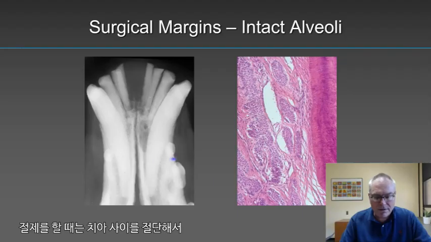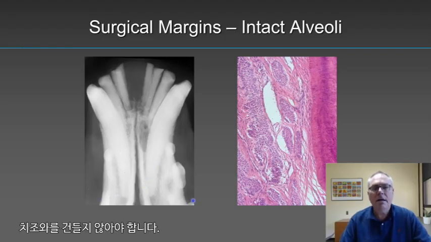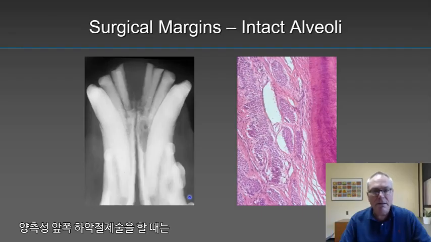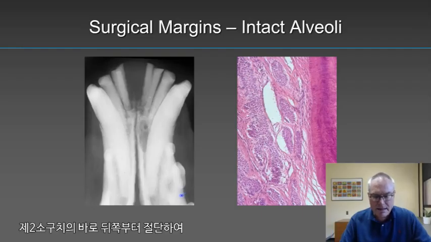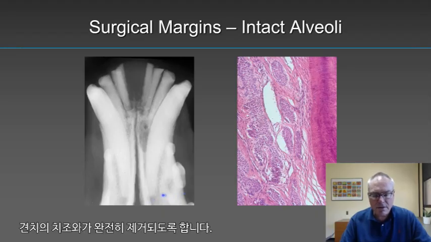So one would never amputate a mandible through an alveolus and then remove the root tip. We always like to amputate in between teeth so that we have an intact alveolus. So for a bilateral rostral mandibulectomy, we perform our osteotomy just caudal to the second premolar tooth, because by doing so we are sure that the entire alveolus of the canine tooth has been removed.